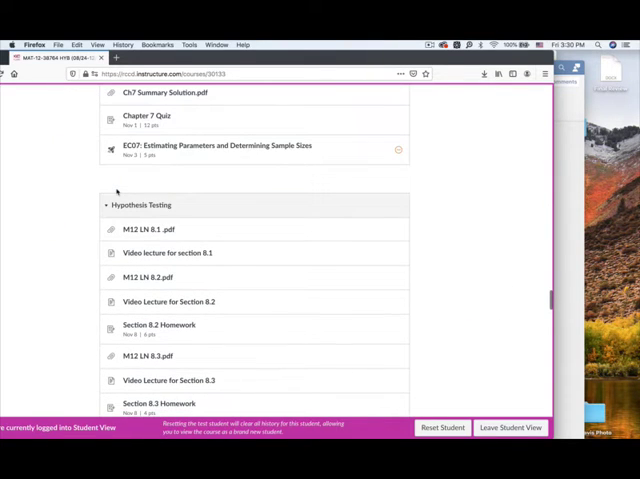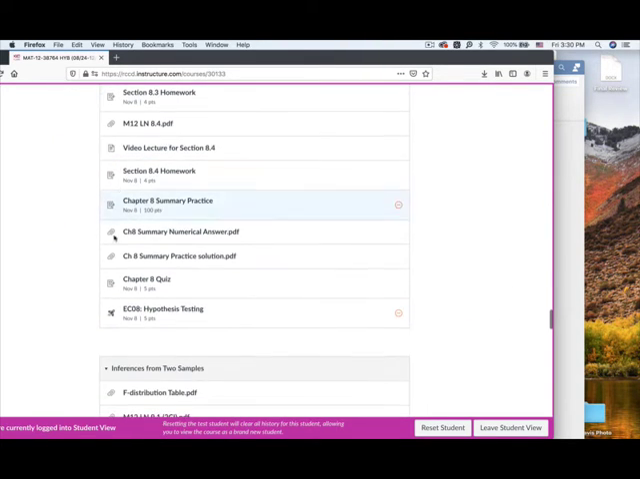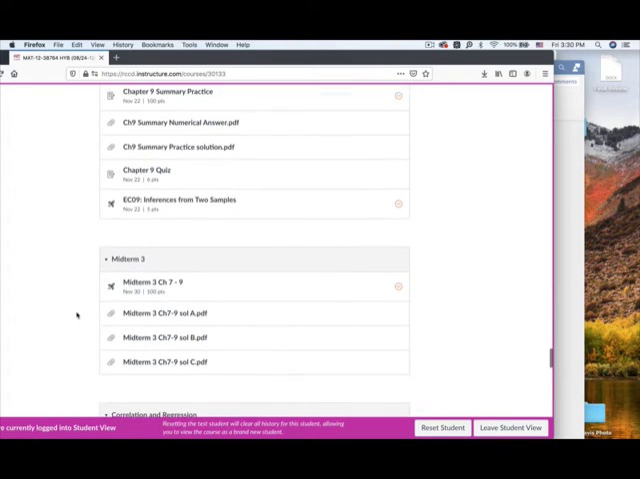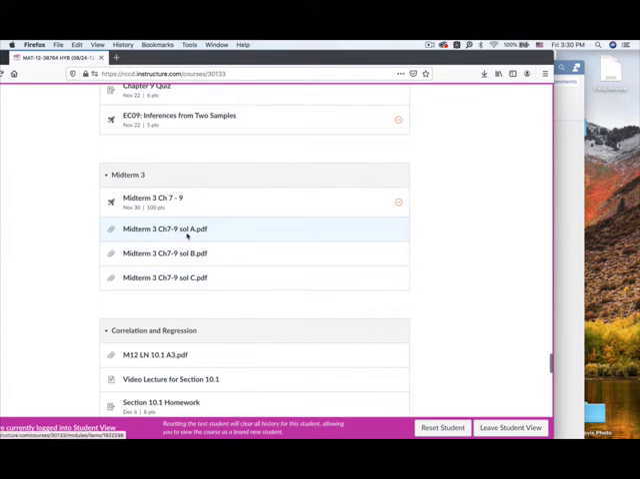You will see the midterm 3 solution under the midterm 3 here. You're going to see solutions A, B, C. You guys have a different form of the midterm. You will have the same idea for the final. You have a different form of the final.